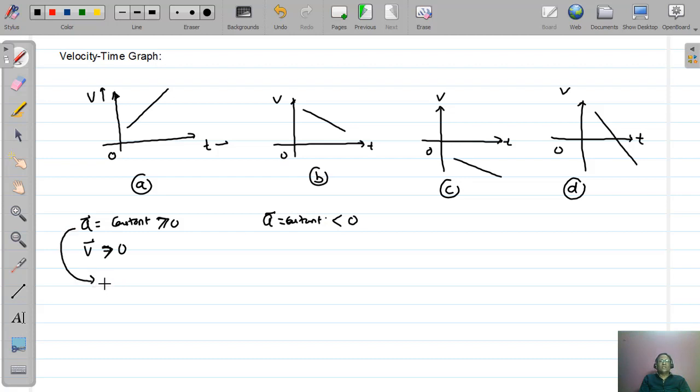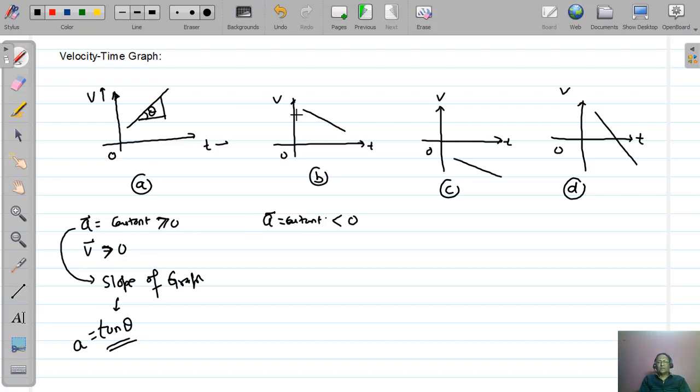Actually, acceleration is the slope of the graph. In this velocity time graph, if I find the slope, what is the slope? This angle is theta, then slope is tan theta. This tan theta is the acceleration. The slope of the velocity time graph gives the acceleration. Here acceleration is positive. For this graph, acceleration is negative.